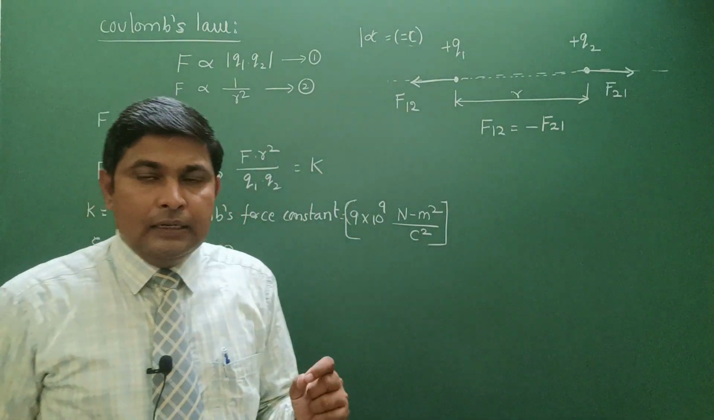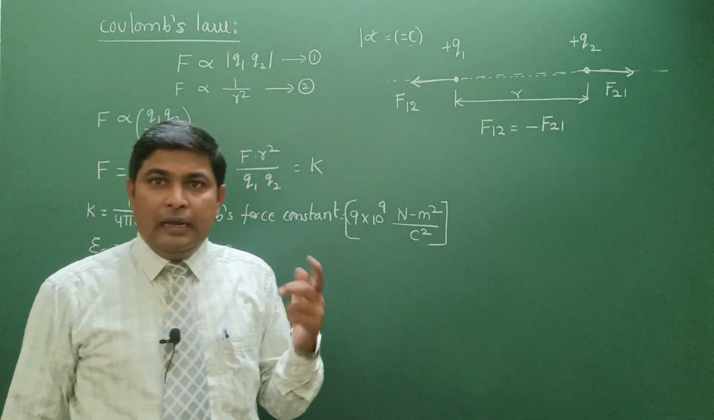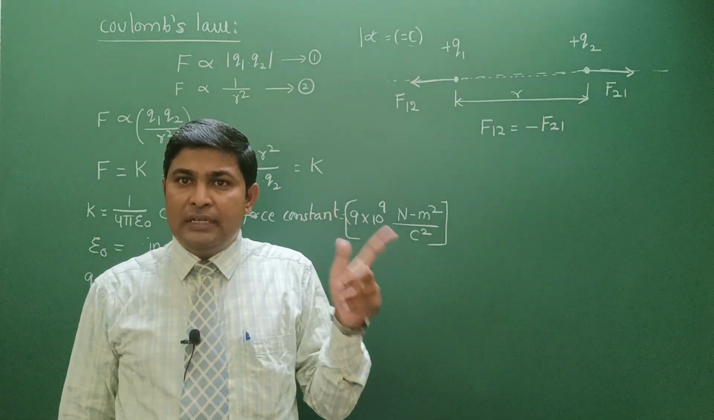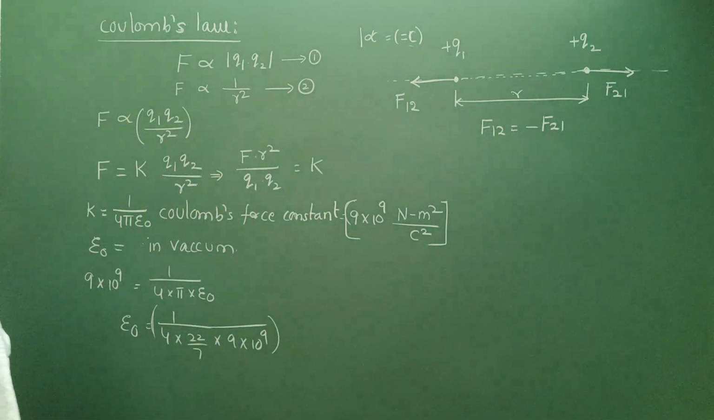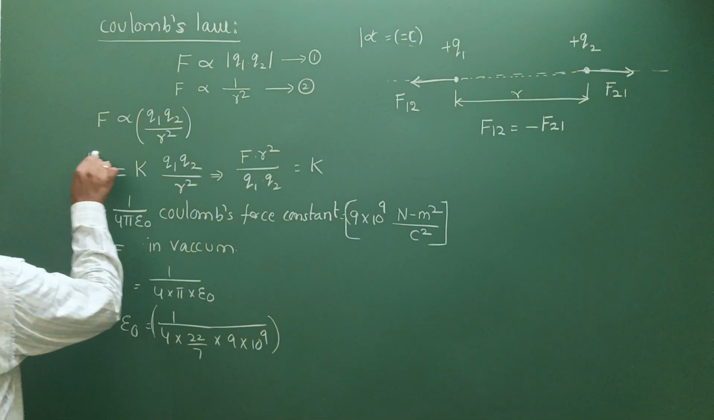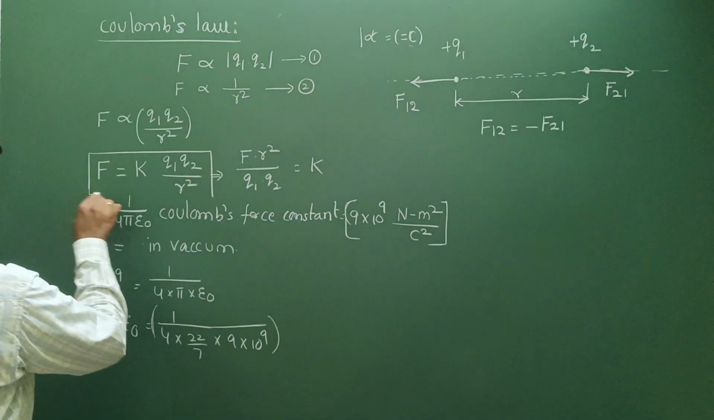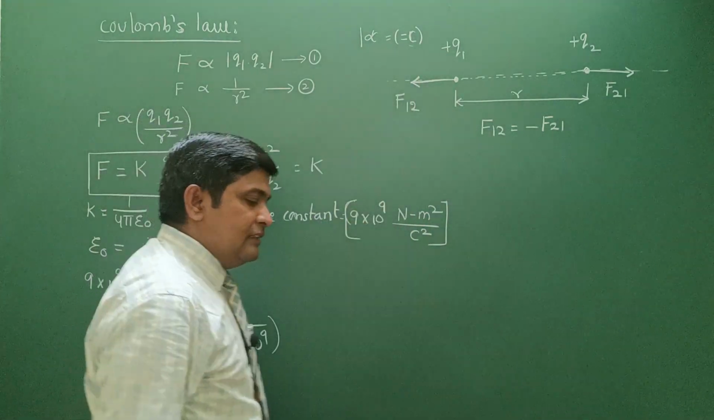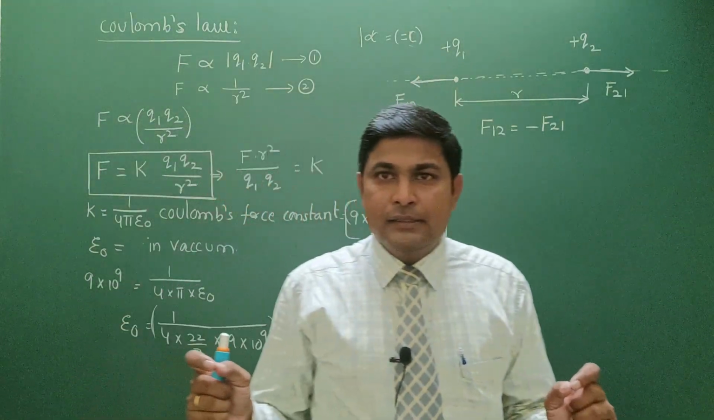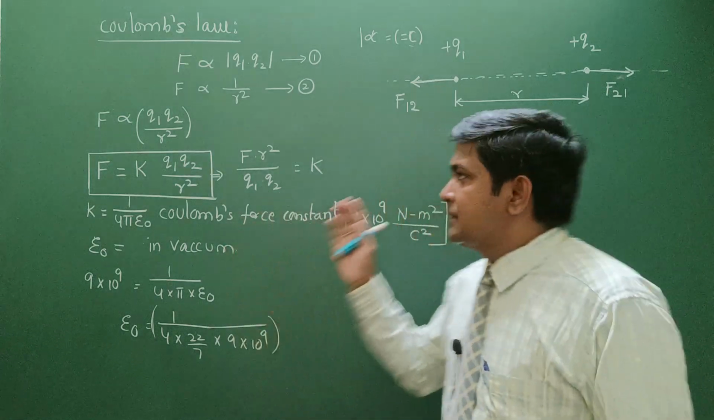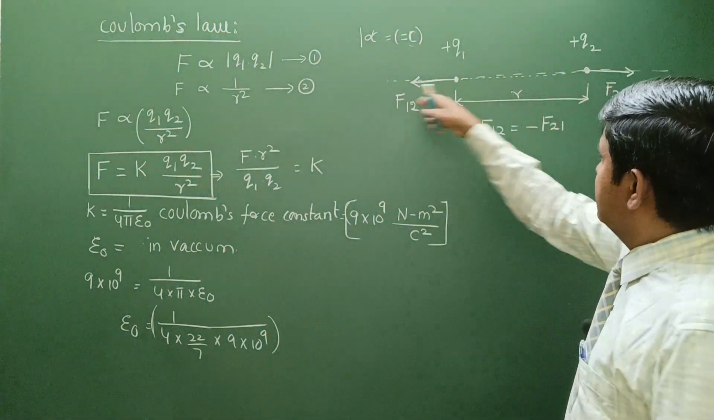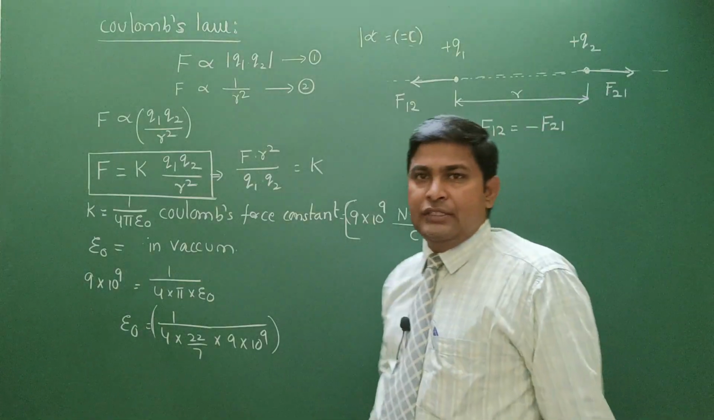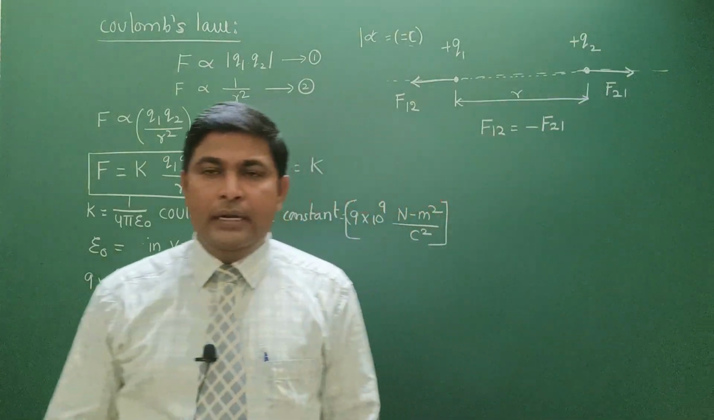Is it clear? Force means, as I already told in the beginning, we need to give two details, magnitude and direction. The magnitude is calculated with this, right? Another one, direction is along the line joining the two charges. And which side? Either this side or that side, in the same line only. It depends on like or unlike charges. That's all, right? Thank you.